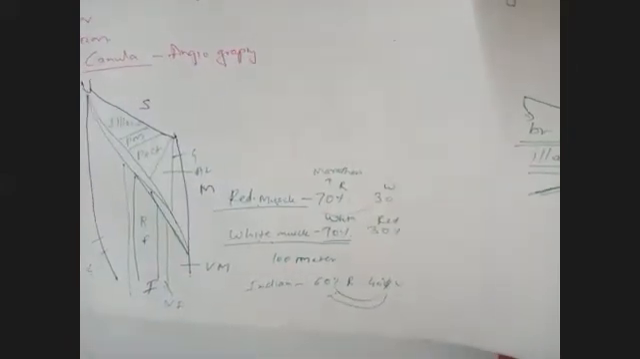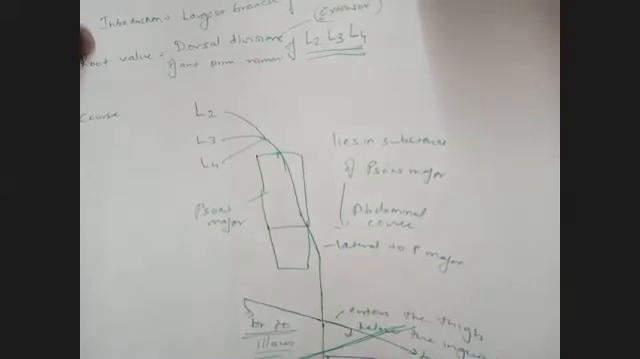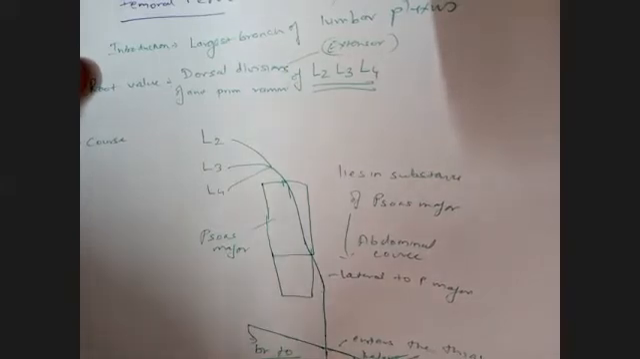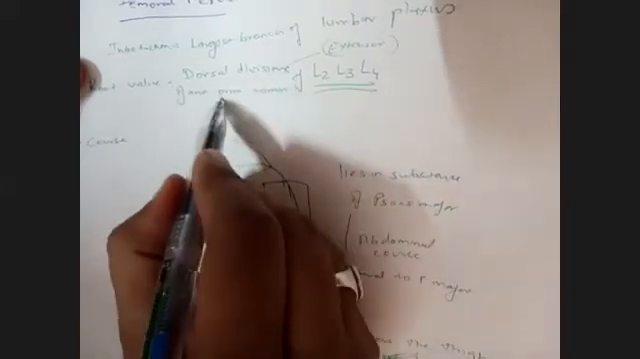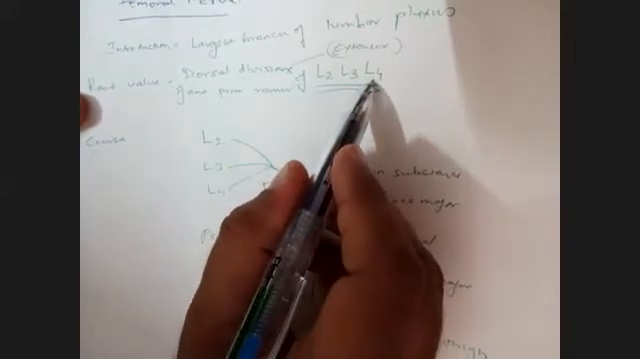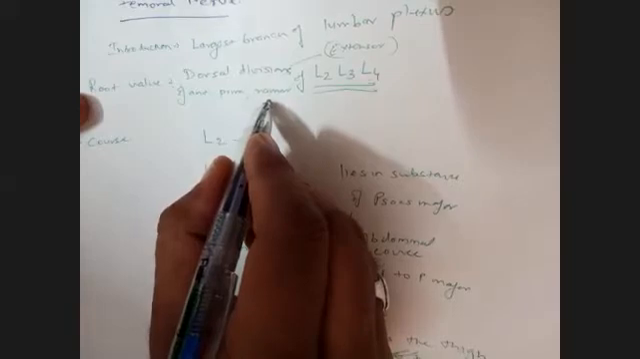Then after this, we studied the femoral nerve. Now in the introduction, we said that the femoral nerve is the largest branch of the lumbar plexus. The root value is the dorsal divisions of the anterior primary rami of L2, L3, L4. The anterior primary rami only form the plexuses.